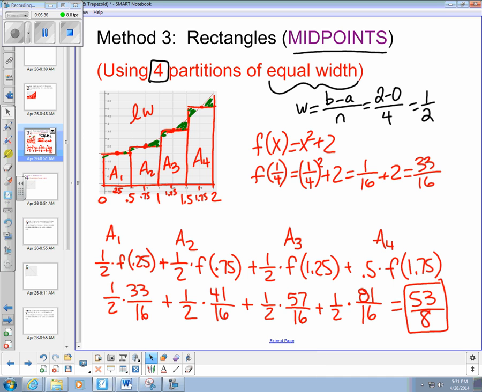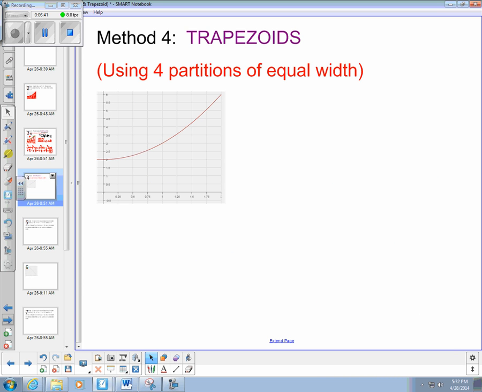Okay, now one other method that we have to approximate area is called the trapezoid method. And again, we're still going to use the same region, x squared plus 2, bounded by x equals 2 and the x and y axis. We're going to use 4 partitions still of equal width, so they're still going to be 1/2 width apart. So let me draw those lines in.